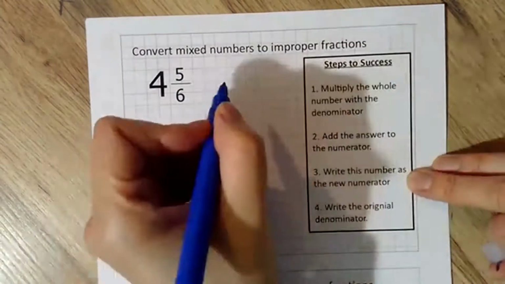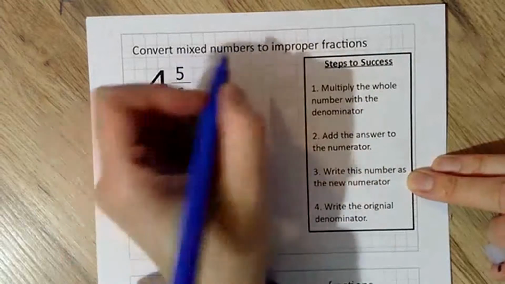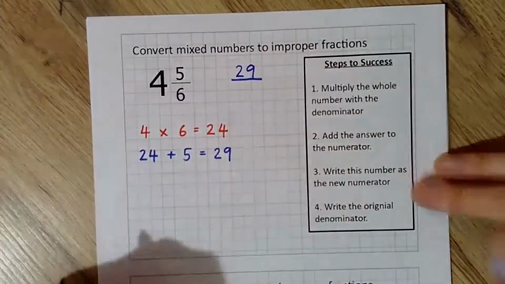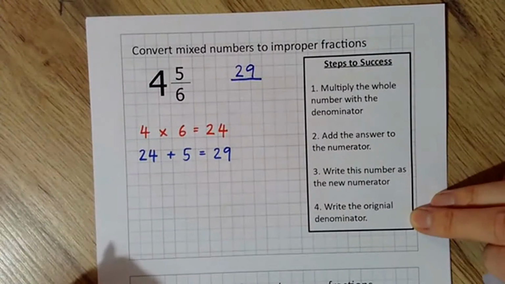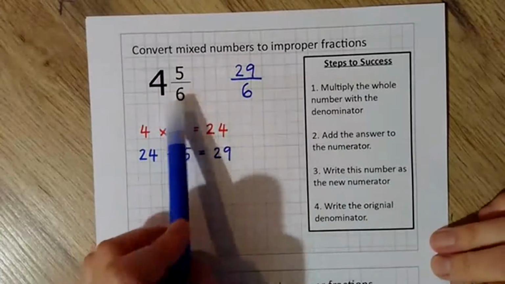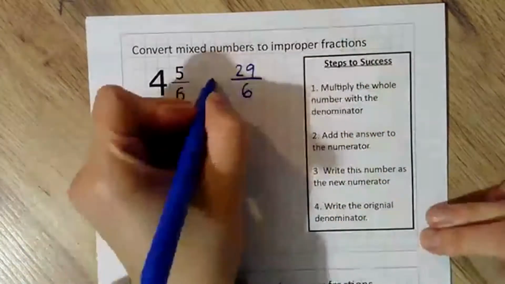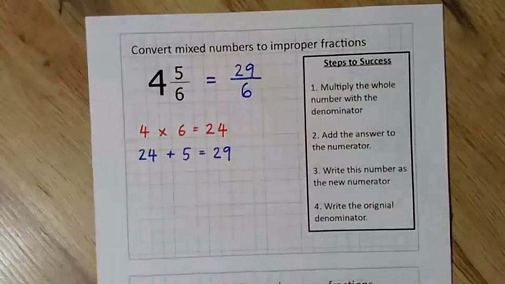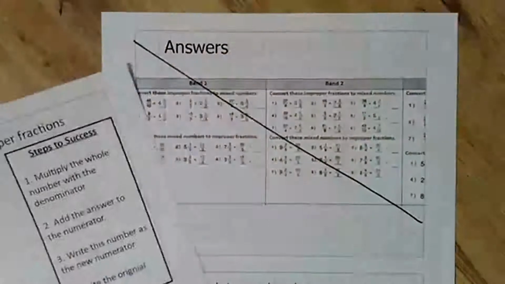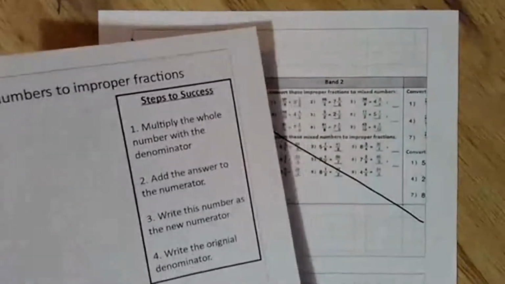Is that the top or bottom number? Good. The numerator is. And what's the original denominator? Excellent. 4 5/6 is equal to 29/6. Brilliant, Year 5.